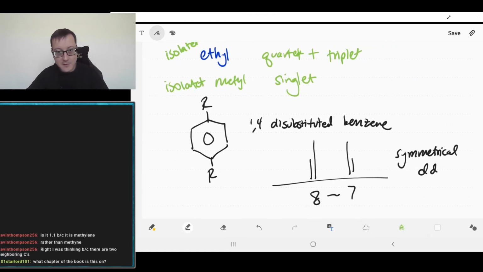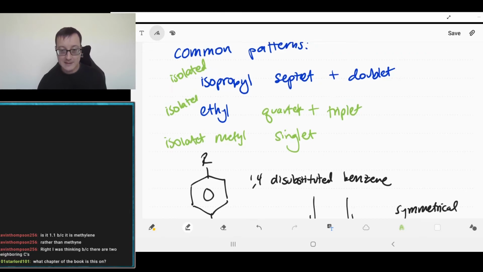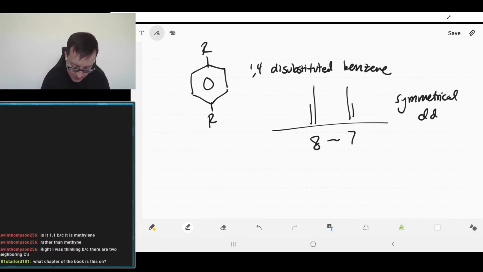The rest are kind of hard to tell. You might have to think about them. But these are patterns that will give you hints. If you see a doublet and a septet, particularly a doublet and septet worth 6 and 1 hydrogens respectively, that's pretty clear you have an isopropyl group somewhere isolated. Isolated means you might have an ether or a carbonyl or something else that doesn't have CHs next to it. So important stuff there. All right, let's just talk about the integrations right now.